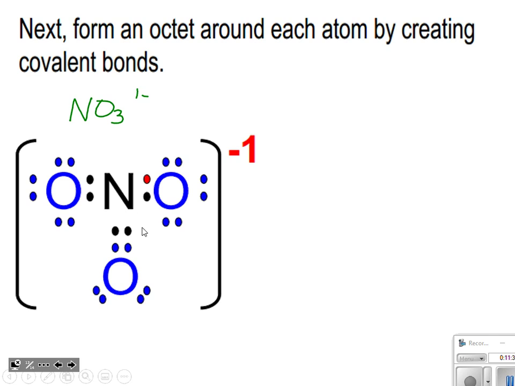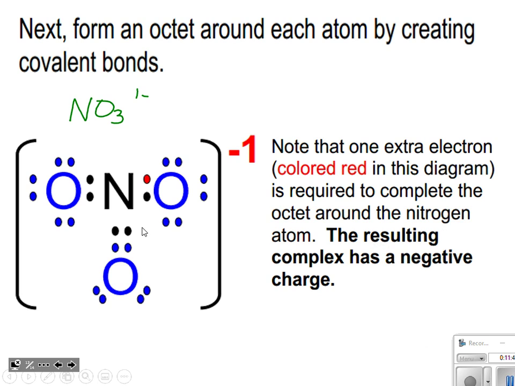So the key point about these polyatomic ions is that they are covalently bonded together, but the whole group has a -1 charge. So they are ions. All right? Note that the 1 extra electron, the red one in this diagram, is required to complete the octets around both oxygen and nitrogen.